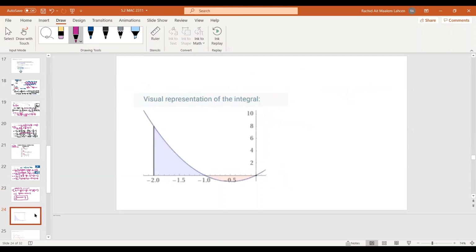And give you here a visual representation of this example, which is, you see, so this is a net area, right? Because it does switch from above to below the x-axis, so that 1/3 is a net area.